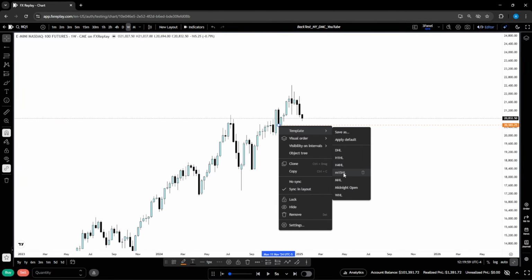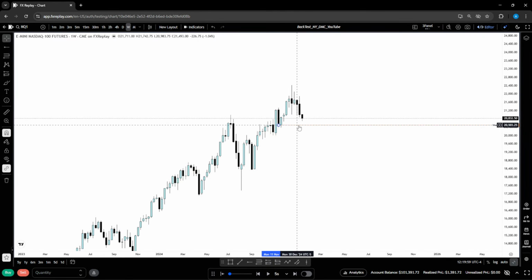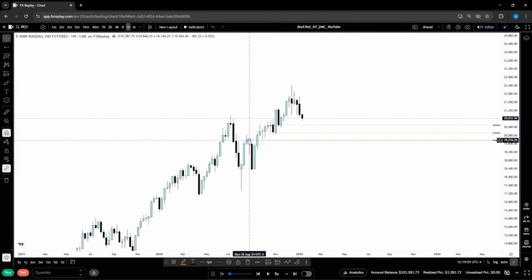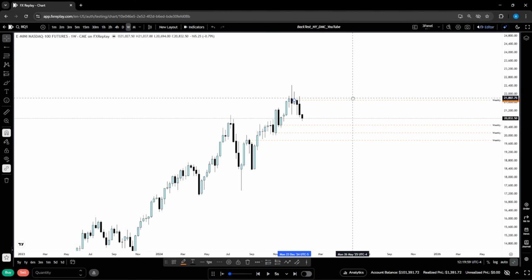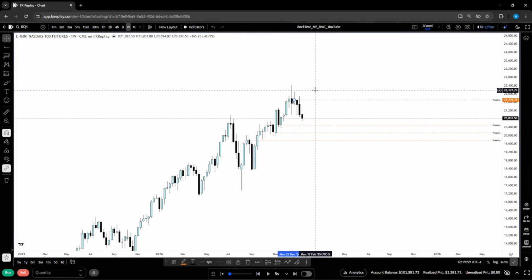So this would be a weekly level. Another weekly level would be this guy. Another weekly level would be this guy. And to the upside, this would be the first weekly level.